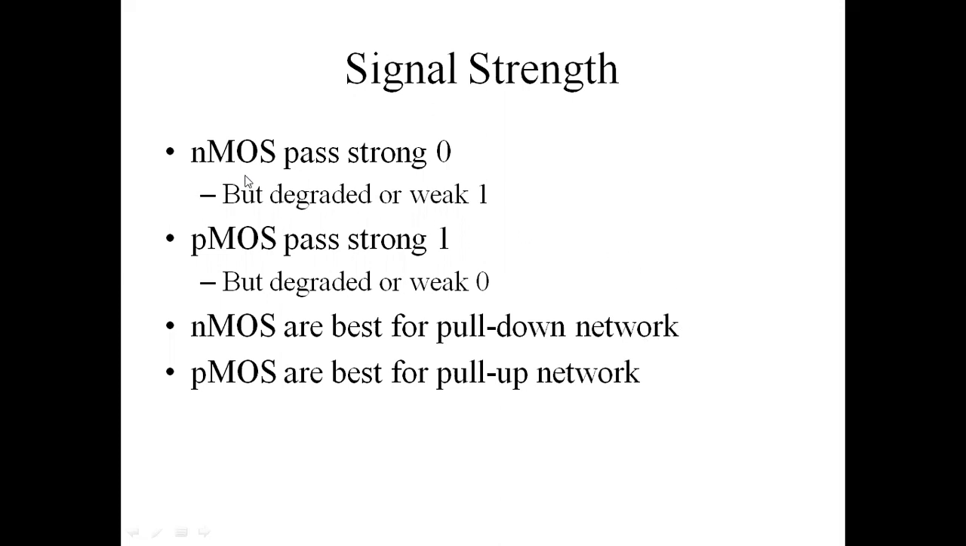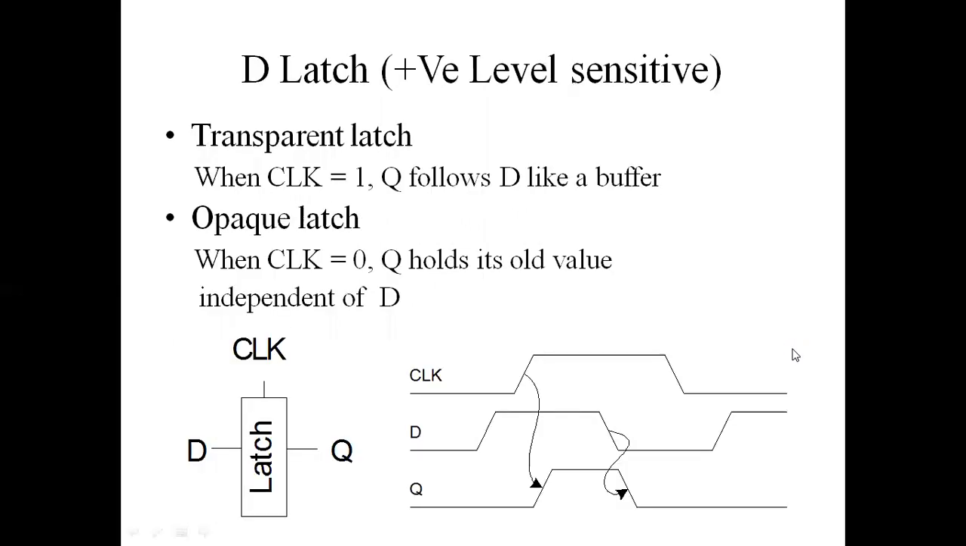You know that the NMOS passes strong 0 and the PMOS passes strong 1. So NMOS are used in the pull-down network and the PMOS are used in the pull-up network. So now let us consider the D latch, that is the positive level sensitive.